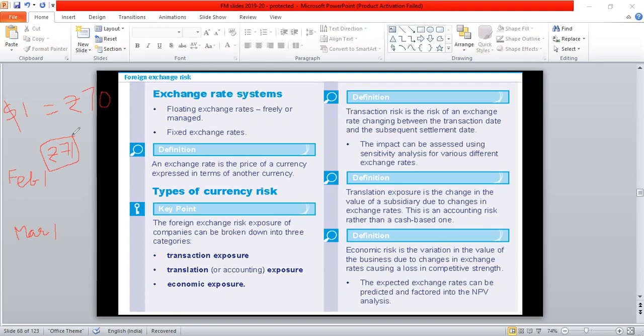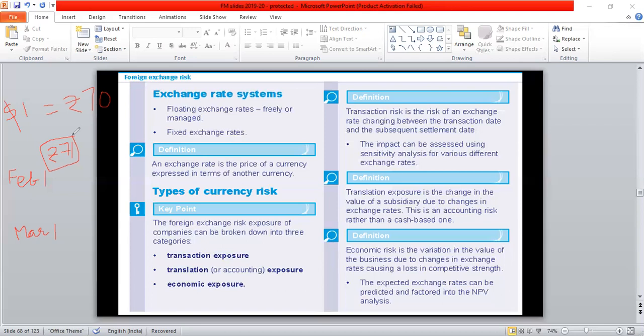So there are two different types of exchange rates. Exchange rate systems are floating and fixed. Floating exchange rates are based on the prevailing rate as on a particular date. That would be a floating exchange rate. A fixed exchange rate is irrespective of the changes. If they have decided upon a particular rate or value, the agreement will be honored at that particular rate. That is a fixed exchange rate.